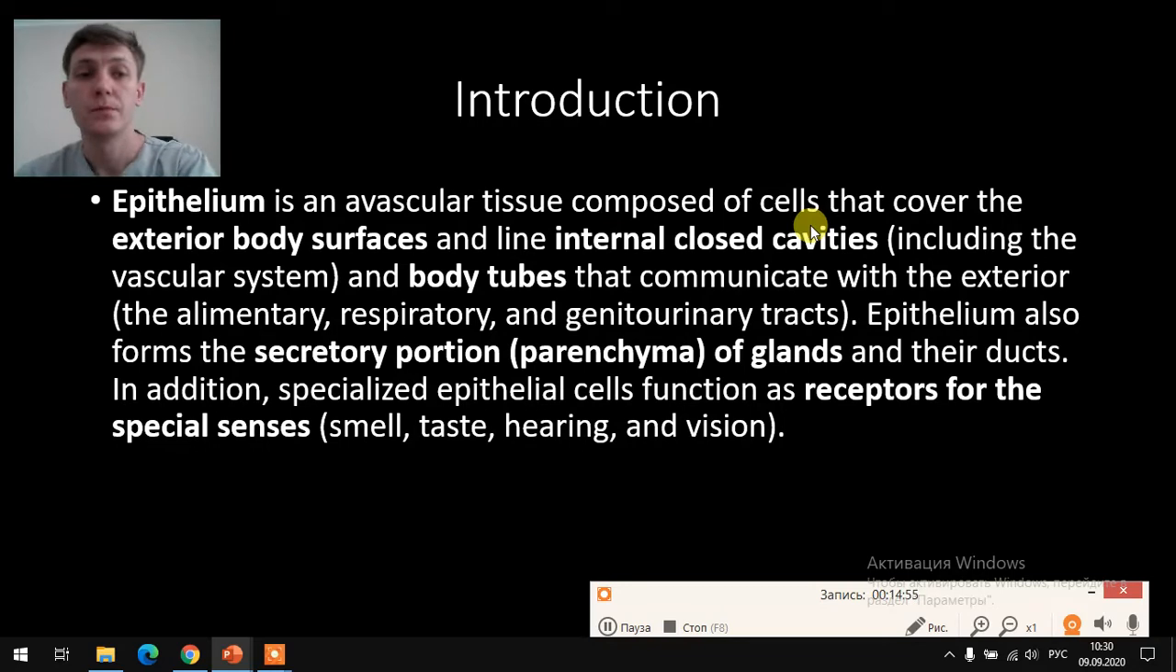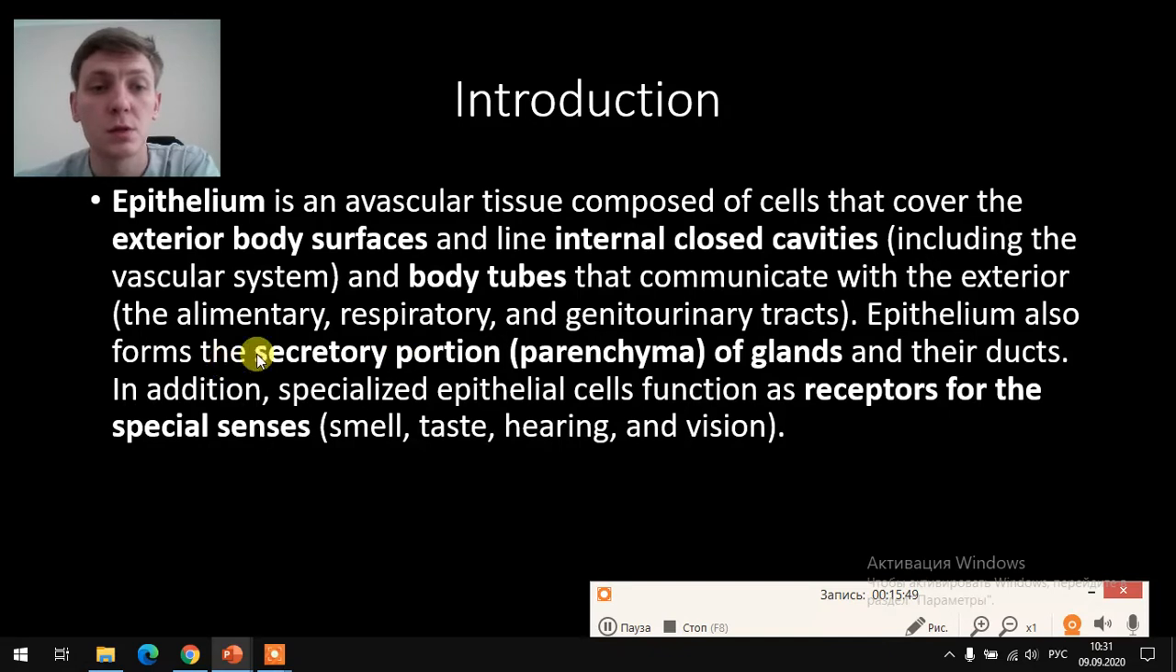Which internal closed cavities do you know? It's the vascular system, the peritoneum, pericardium, and also pleura. So the peritoneal cavity, pleural cavity, and pericardial cavity are also covered with epithelial cells. And that's an example of epithelium which is made of mesenchymal cells of mesoderm. Okay, so body tubes communicate with the exterior. As I said, the alimentary tract, the digestive tract, the respiratory tract, which is our lungs, trachea, bronchi, and all of this, and the genital urinary tract. For example, the genital tract, the ovarian tube and even testicles, are made up of and lined with epithelial tissue.